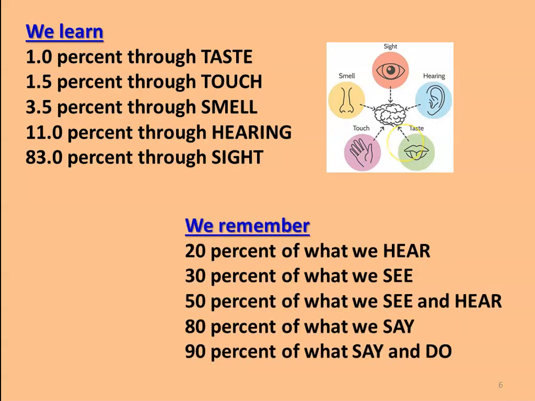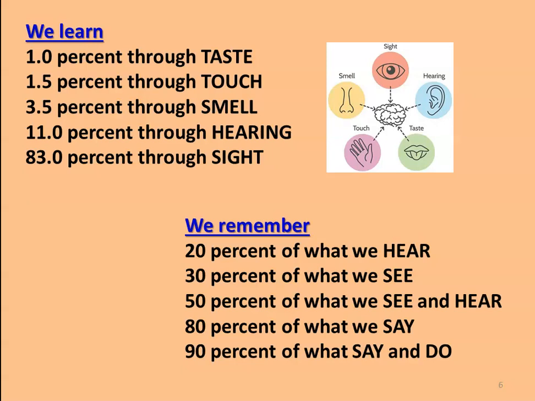And similarly, remember, what is your remembering capacity? 20% we remember what we hear, 30% we remember what we see, 50% we remember what we see and hear, 80% we remember what we say, and 90% we remember what we say and do. So we remember more information for a longer time when we say something and do something. So this is the philosophy, the main parameter for active learning in the classroom or outcome-based education.